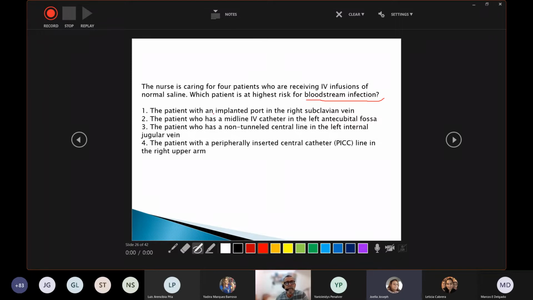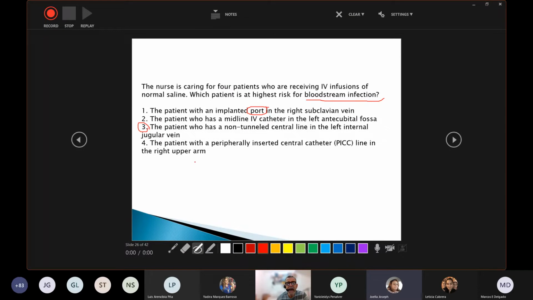So we have here, the patient has an implanted port. You need to know what is a port, in the right subclavian vein. The patient who has a midline IV catheter in the left antecubital fossa. The patient who has a non-tunneled central line in the left internal jugular vein, and the patient with a peripherally inserted central catheter, PICC line, in the right upper arm. Which one do you choose? 3. I agree with you. This is the one that has the highest risk.